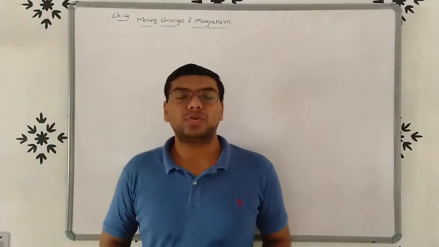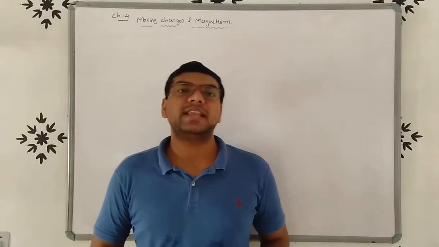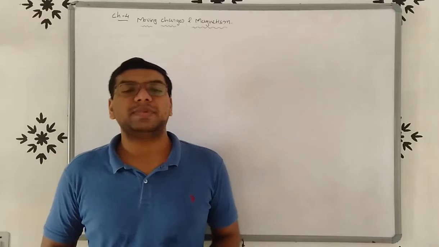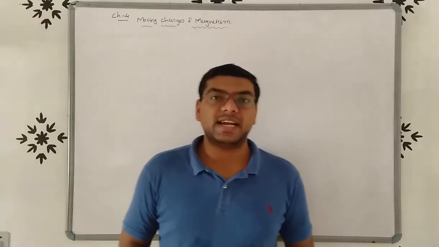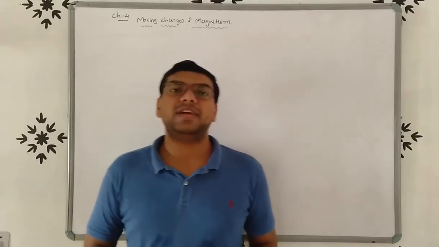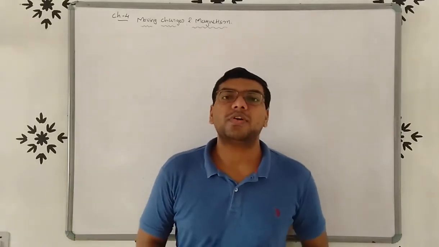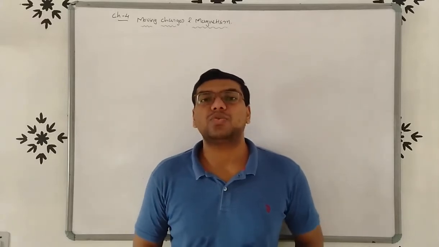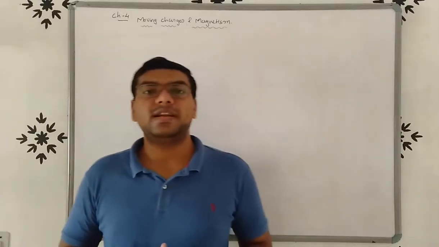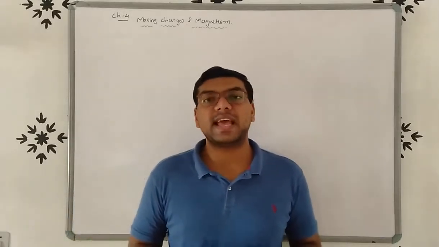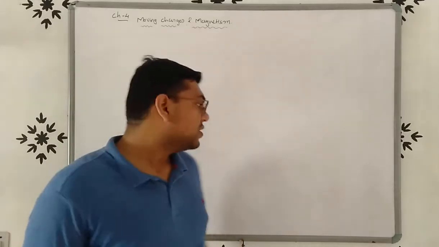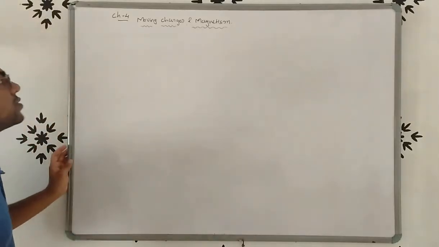Chapter number 4, Moving Charges and Magnetism. Now, in previous chapters, we discussed static charges, and we know that due to static charges, an electric field will be produced. We know the formula of electric field E is equal to kq by r square. And if there is an electric field, then there will be a force, and we know the equation of force F is equal to QE, right? So we already know this concept.